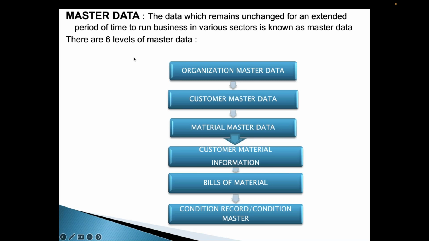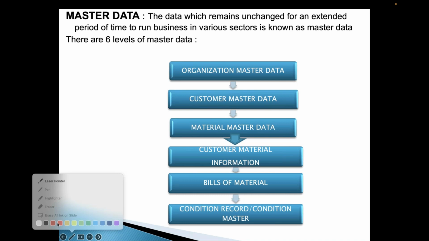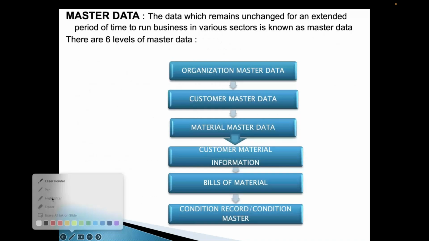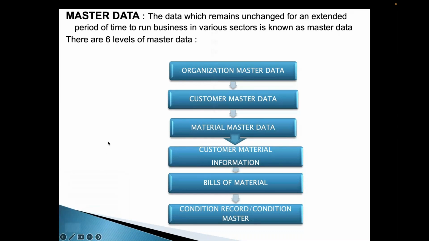We started working on understanding of master data, right? Till date, we're done with the organization master data. It is all about enterprise structure. Followed by we have seen the concept of customer master data. Followed by today we are done with material master data, first phase. Second phase we'll see in future as said. Now you got to understand the concept of the next topic, that is customer material information.